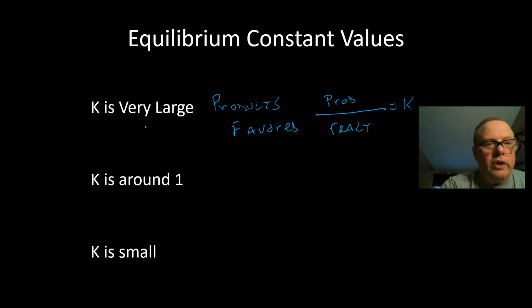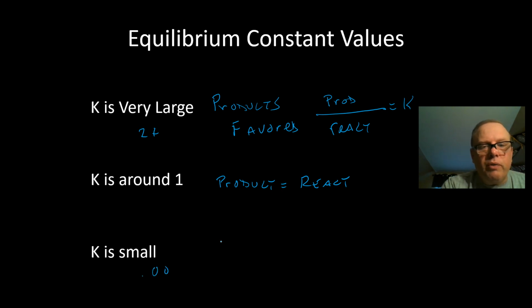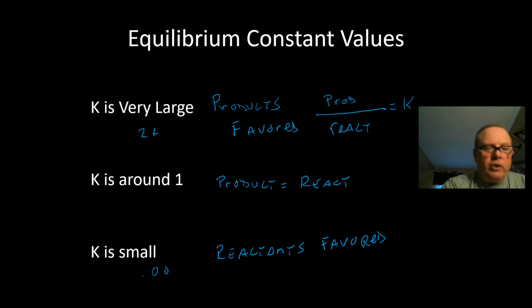What do I mean by large? Like 2 or more. If K is around 1, then products and reactants are about equal, more or less. And if K is small, like 0.00 something like that, that means that the reactants are favored. So we can often tell based on K whether the reaction sits mostly on the product side or on the reactant side, and what that means.